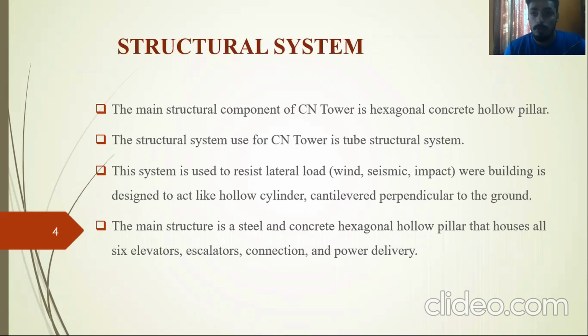The main structural component of the CN Tower is a hexagonal concrete hollow pillar. The principal structural material used for the construction of CN Tower was cement concrete. And the structural system used for the CN Tower is the tube structural system. This system is used to resist lateral loads such as wind load, seismic load, impact load, where the building is designed to act like a hollow cylinder cantilevered perpendicular to the ground.